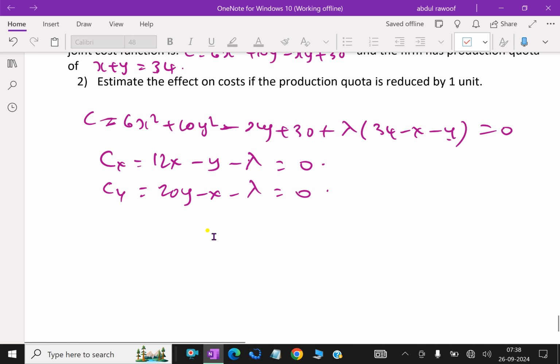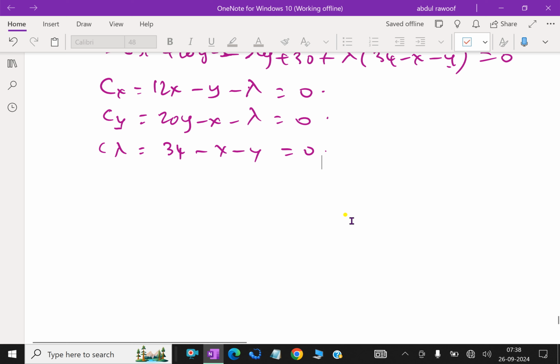Then the third is C lambda. C lambda is minus 34 plus x plus y, that is 34 minus x minus y, equals 0. With respect to lambda, this is the derivative of this function.